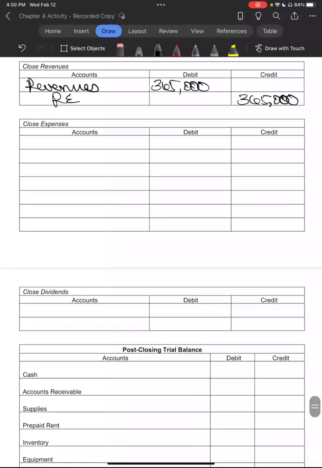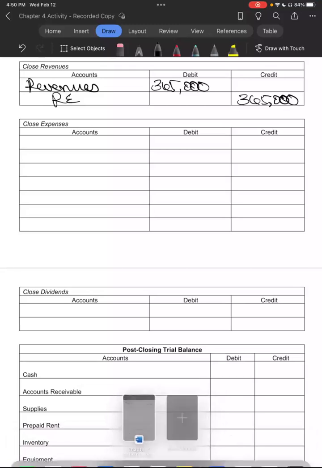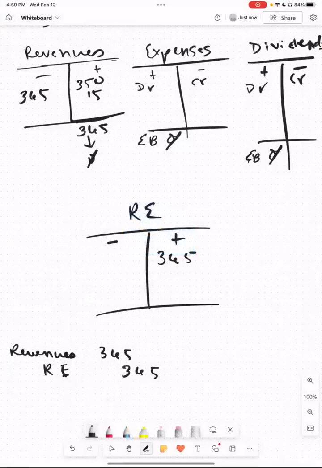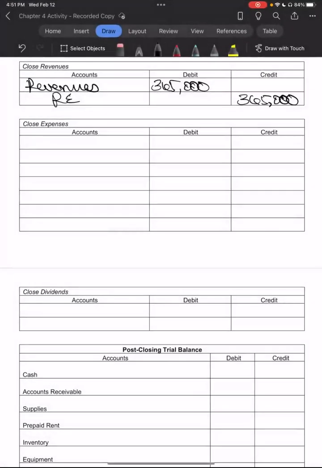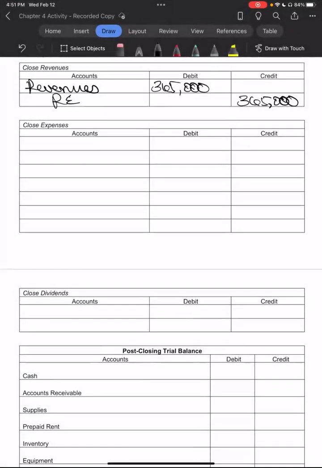Okay. Now we're going to do the exact same thing with expenses, except if you look at an expense account, we debit to increase, we credit to decrease. So if we want expenses to be zero, we have to credit the expense account for the amount, and then we will debit the retained earnings for that amount, and it will decrease the retained earnings ending balance. Okay, so we're going to go ahead and do that. And we're going to say, well, we're having to debit retained earnings. Okay.